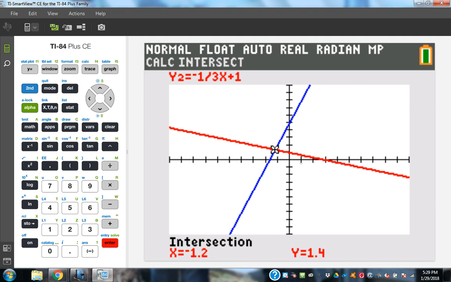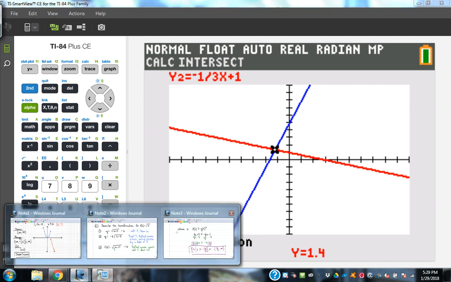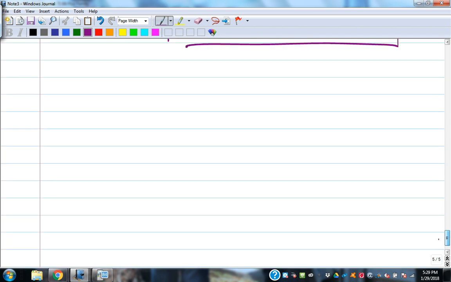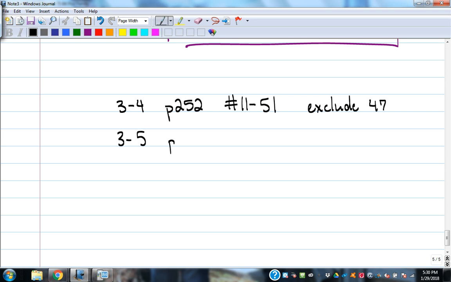So, basic linear function things. Nothing really crazy about this section. Some practice problems that you might want to look at in your textbook: page 252, 11 through 51, exclude 47, that we don't cover in this course. Page 264, 7 through 65, I believe is right. And then 41, page 287.